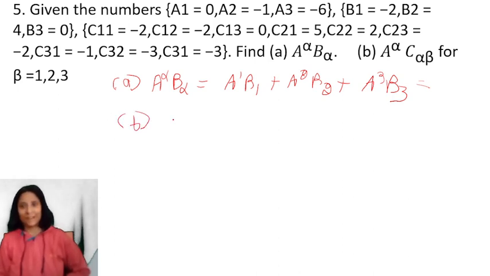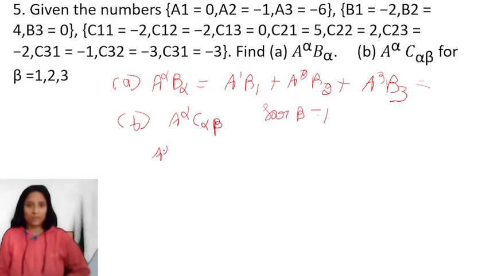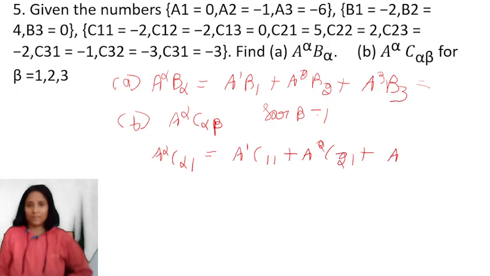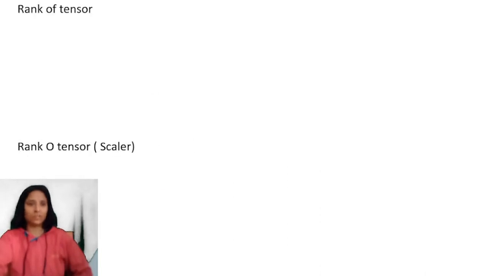In the second part, A alpha C alpha beta. For beta equal to 1 to 3, first for beta equal to 1 you get one equation. You have to use Einstein summation: C11 plus C21 plus C31, put the values here and you get the first value. For beta equal to 2, you get another value, and for beta equal to 3, you get another value. These are some exercise questions.